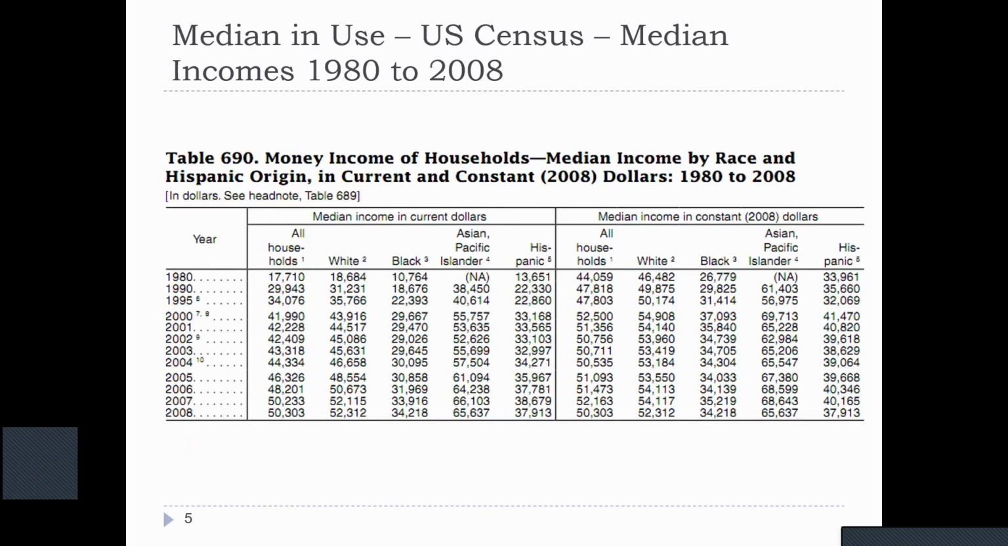We see this in use a lot in things like income. This is US Census data from 1980 to 2008, and typically it gives us income in medians because there are some very high outliers on that that would skew the mean quite a bit. So typically we use medians for income.